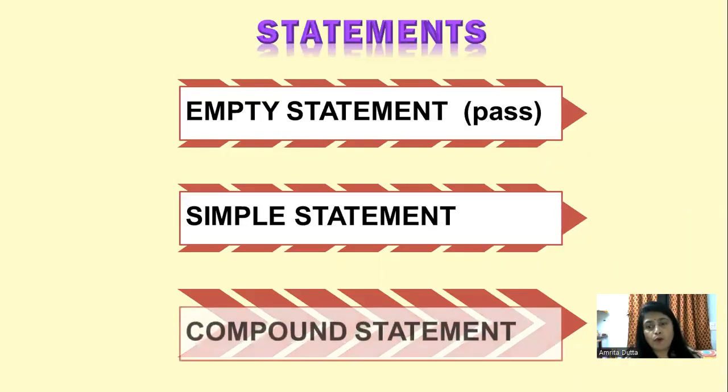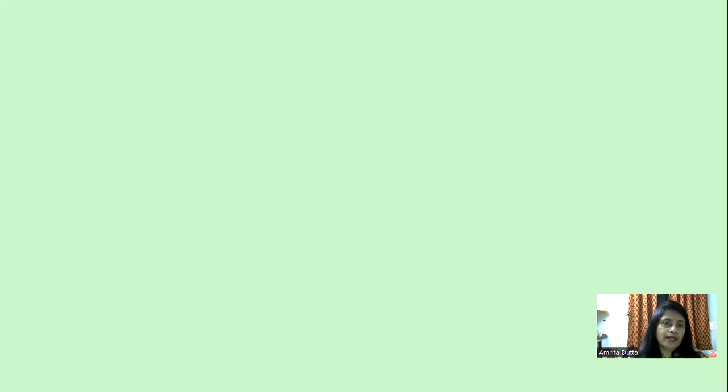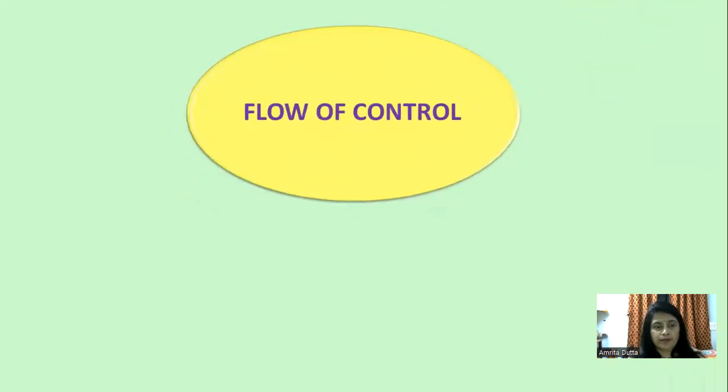Next we have the compound statement. A compound statement represents a group of statements executed as a unit. We are going to discuss flow of control, conditional statements, and looping statements. We use compound statements in the case of conditional statements and looping statements. We will see in our subsequent slides what exactly we mean by compound statement. But before that, I would like to start with our topic, flow of control.